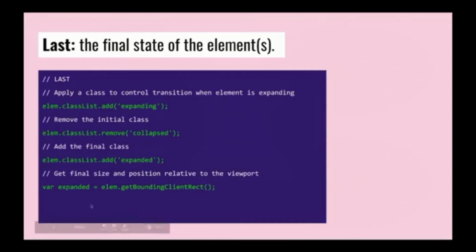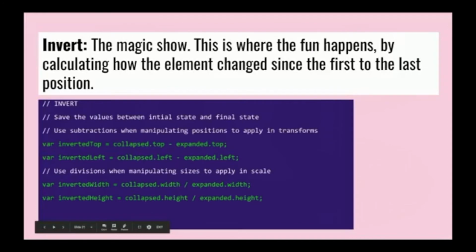and then get its new position. So why do we have to do that? What's the point of it? Well, that's the point of it. We invert it later. That's kind of the magic trick that we're doing here.